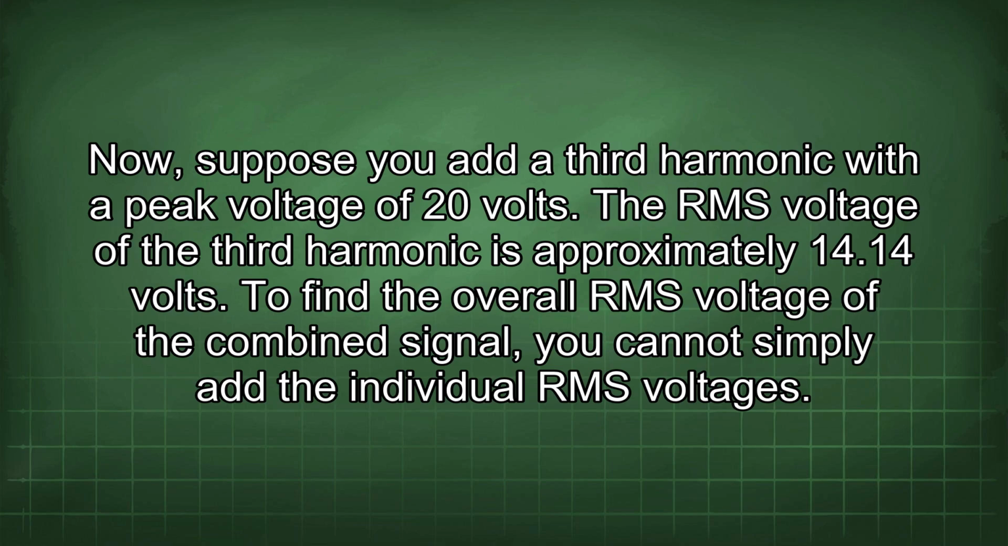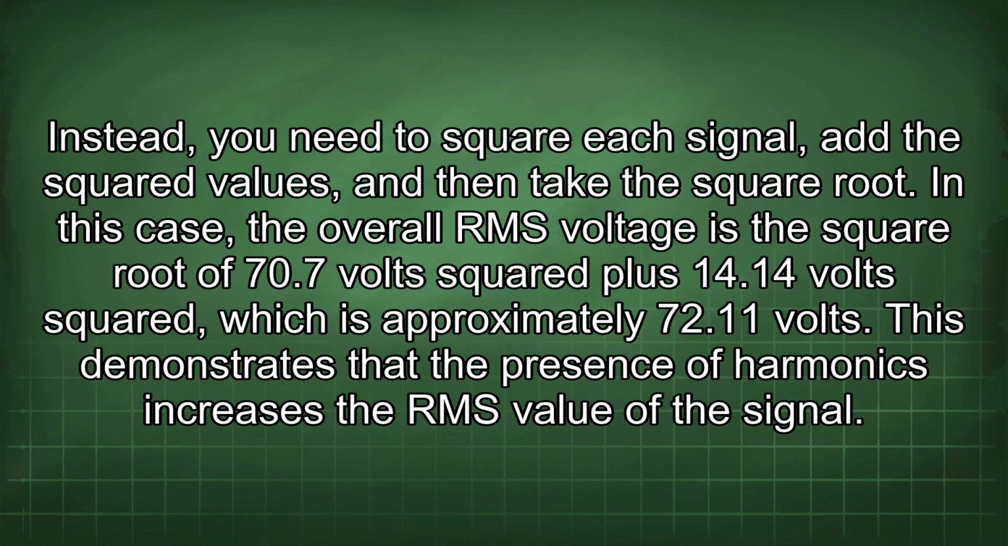To find the overall RMS voltage of the combined signal, you cannot simply add the individual RMS voltages. Instead, you need to square each signal, add the squared values, and then take the square root. In this case, the overall RMS voltage is the square root of 70.7 volts squared plus 14.14 volts squared, which is approximately 72.11 volts. This demonstrates that the presence of harmonics increases the RMS value of the signal.